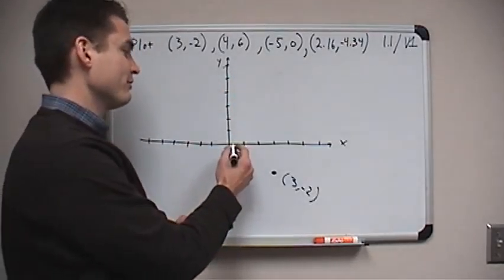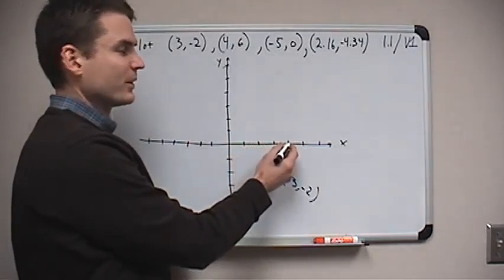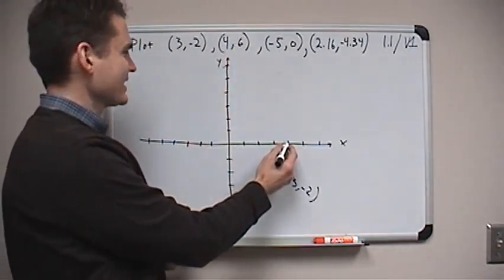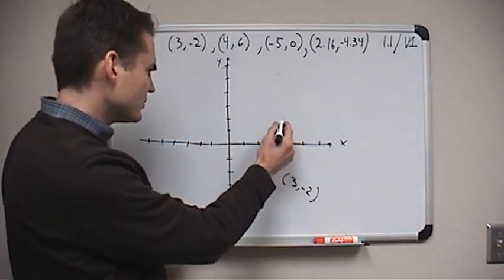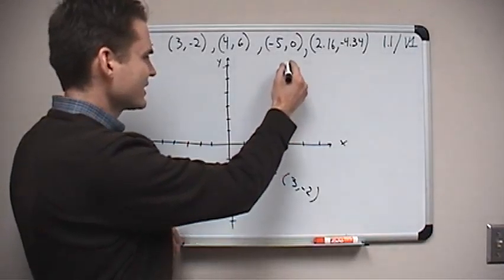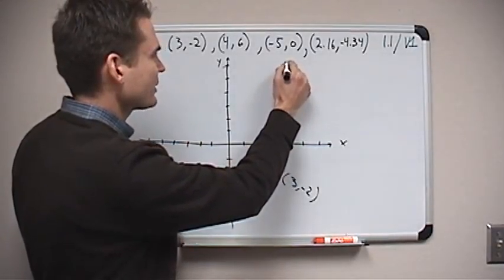Next we move over to 4, 6. So again, to the right 4, 1, 2, 3, 4. And since the y-coordinate is 6, I go up 6. 1, 2, 3, 4, 5, 6. Put me about right there. Mark a little point there.